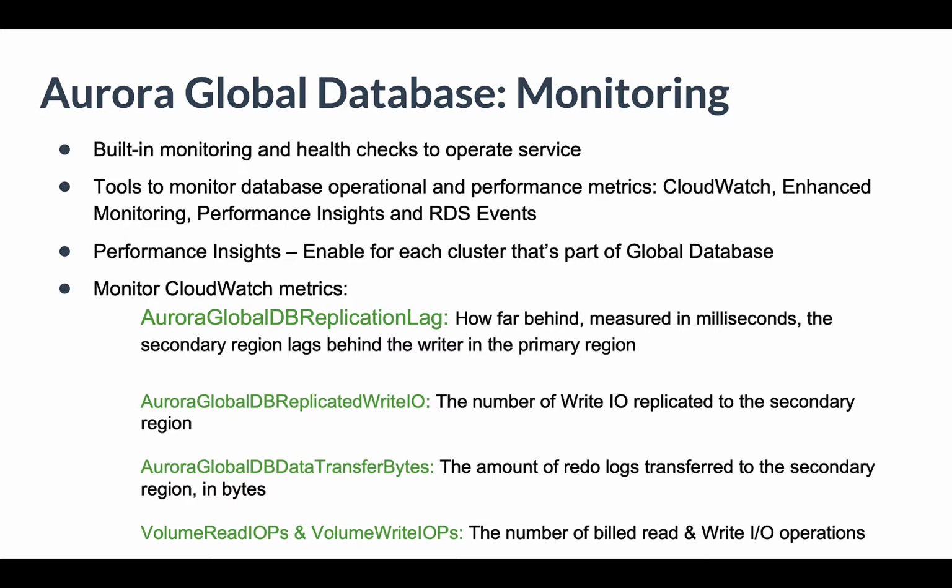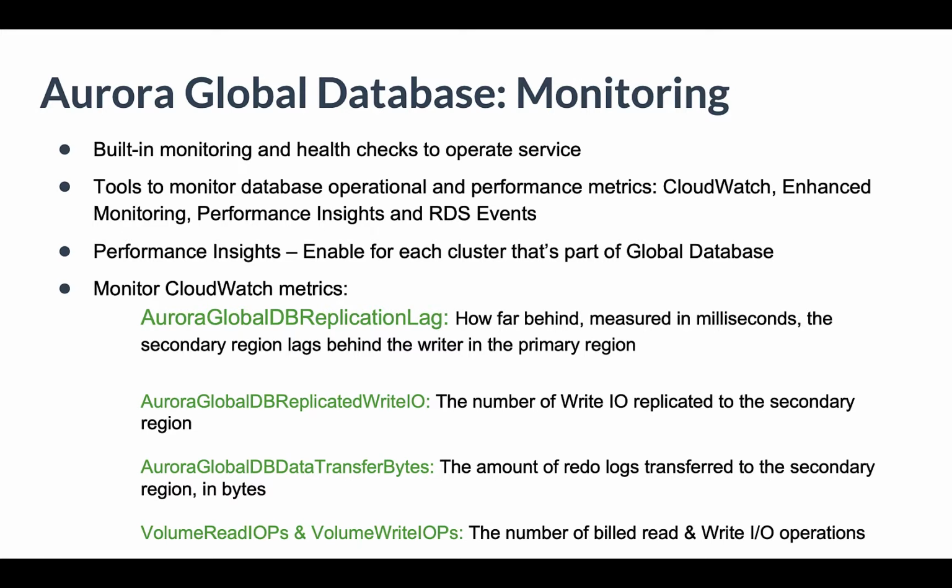I want to call out a few specific monitoring questions I normally get when I talk to customers. Why are my performance insight metrics missing after a region failover, and how do I monitor replication lag, how much data is transferred between the regions, etc. For performance insights, when you add a new secondary AWS region to an Aurora global cluster that's already using performance insights, make sure that you enable performance insights in the newly created cluster, because it doesn't inherit the performance insights setting from the existing global database.